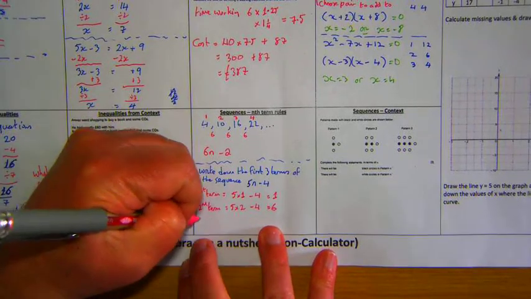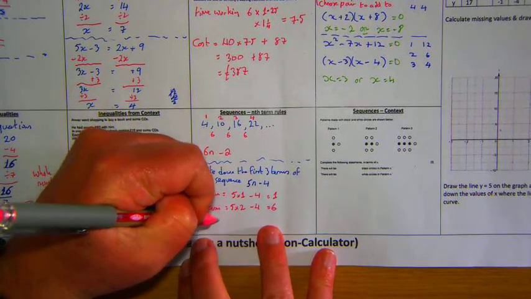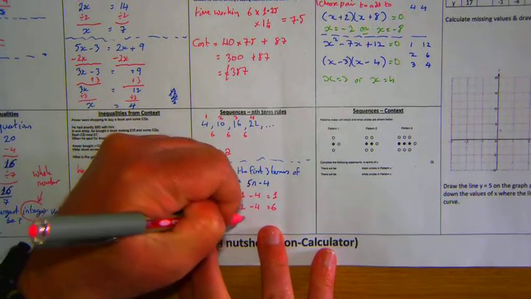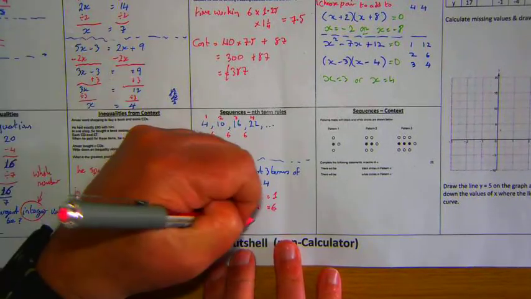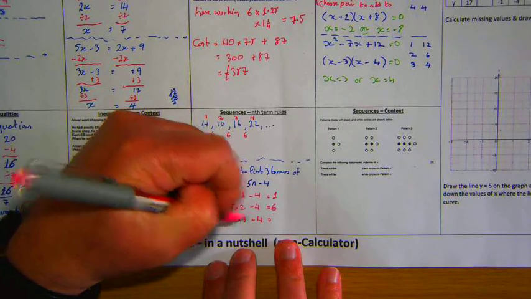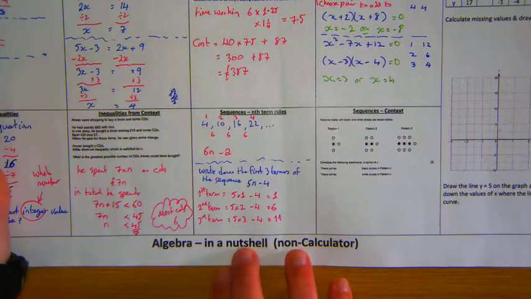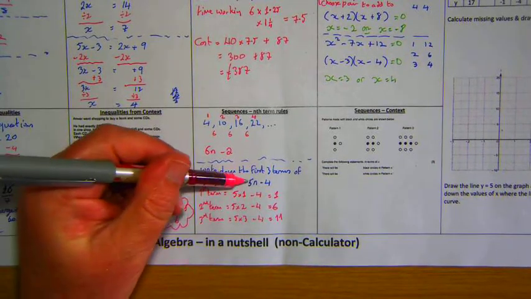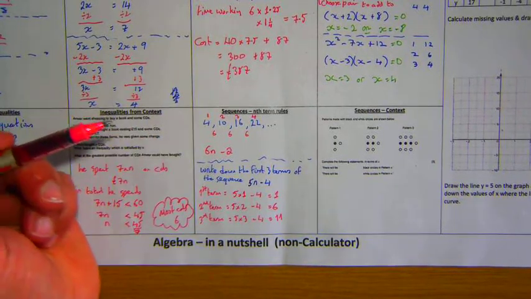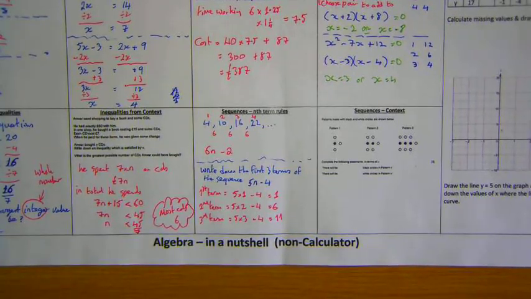And then the third term will be 5 times 3, because I'm looking for the third number in the sequence. Take away 4, 15 take away 4 is 11. They may ask you for like the 100th. Well, the 100th term would be 5 times 100 is 500, take away 4, 496, and so on.